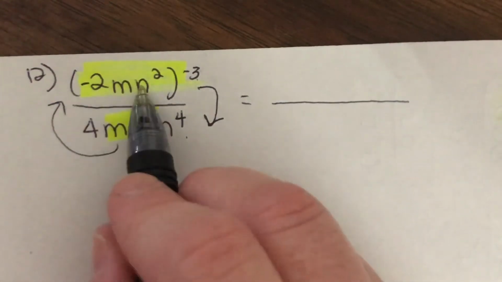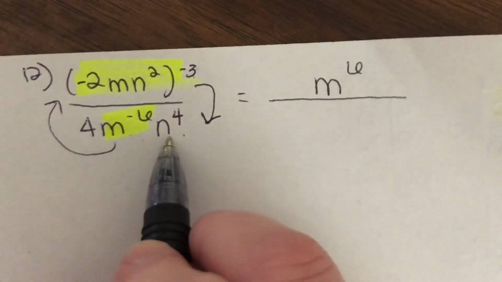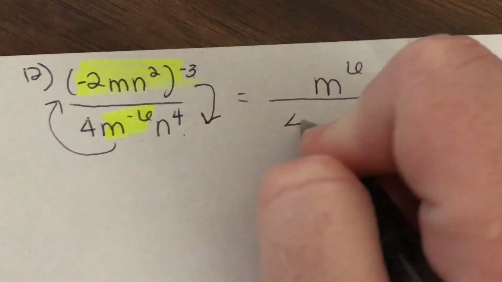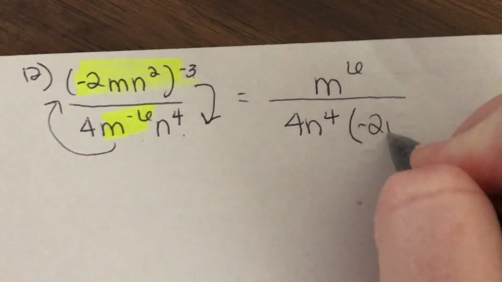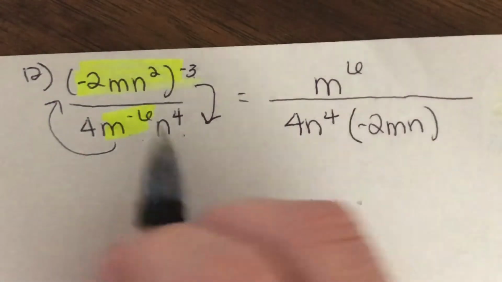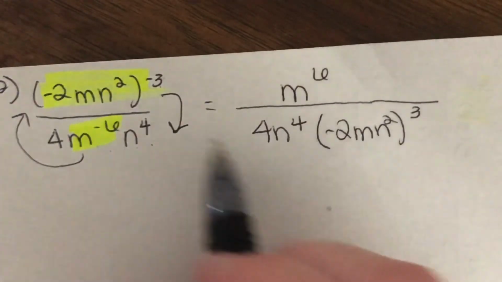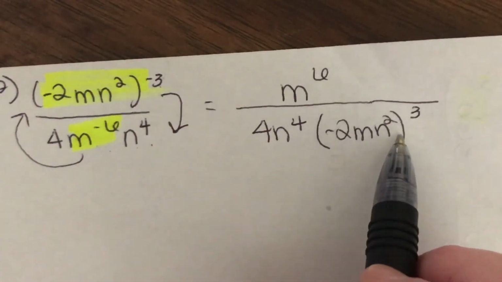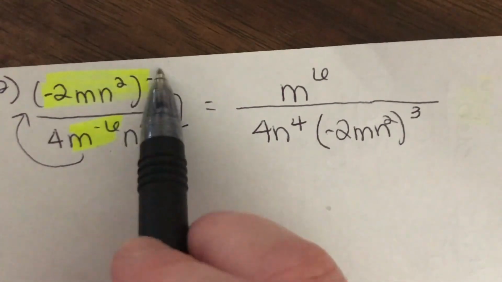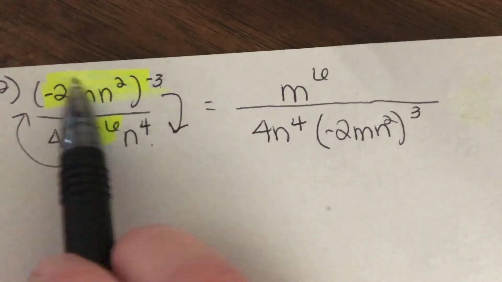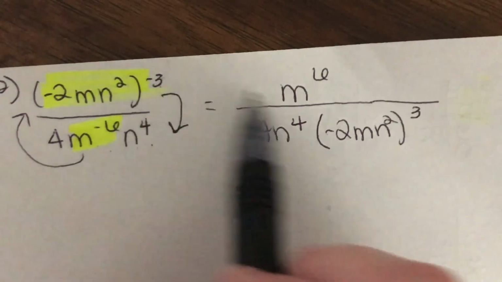as m to the negative 6 comes to the top, and it's just m to the 6th. And then on the bottom, I'm left with 4 times n to the 4th. And then in parentheses, all of this, negative 2mn squared, raised to the positive 3rd power. That exponent that was negative becomes positive when we move it down. None of this changes because it's the base, right? The thing that made this on the wrong floor wasn't any of this, it was just this negative 3. So when we move this whole thing, it all stays the same, but the negative 3 becomes positive.